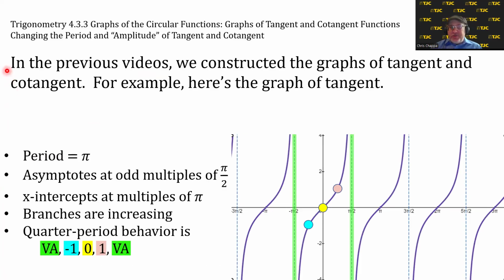In the previous videos, we constructed the graphs of tangent and cotangent. For example, here's the graph of tangent. Period is pi, the distance between pairs of consecutive asymptotes. Asymptotes at odd multiples of pi over 2: 1 pi over 2, 3 pi over 2, 5 pi over 2, etc. X-intercepts at multiples of pi: 0 pi, 1 pi, 2 pi, etc. Branches are increasing between pairs of consecutive asymptotes. And the quarter period behavior is vertical asymptote, -1, 0, 1, vertical asymptote. This particular cycle begins at x equals negative pi over 2.